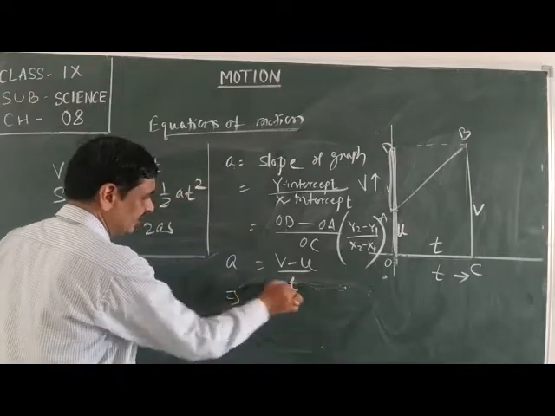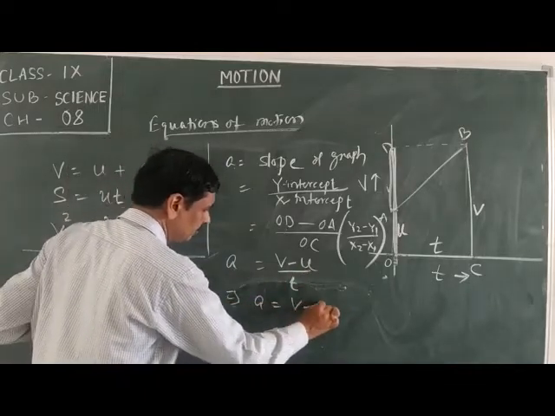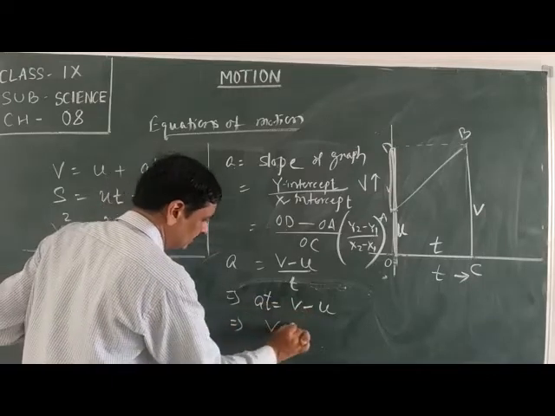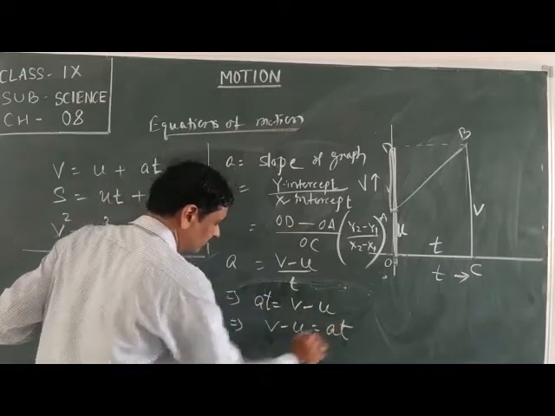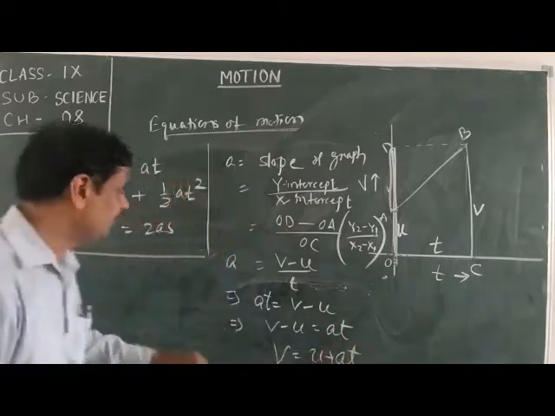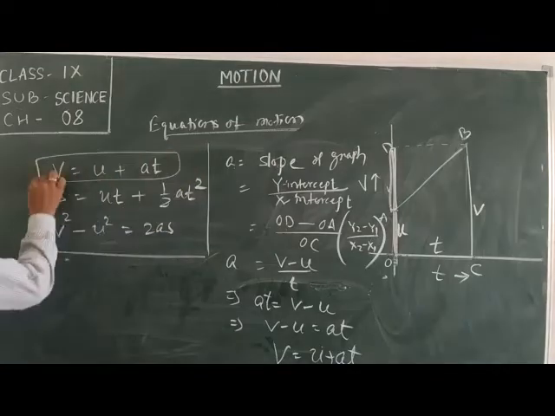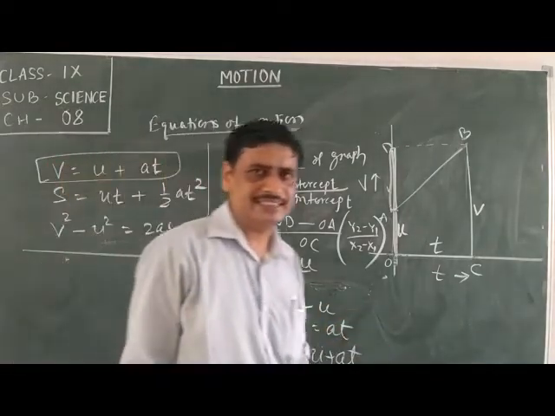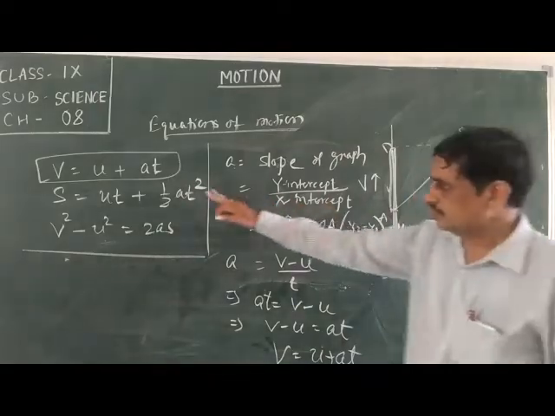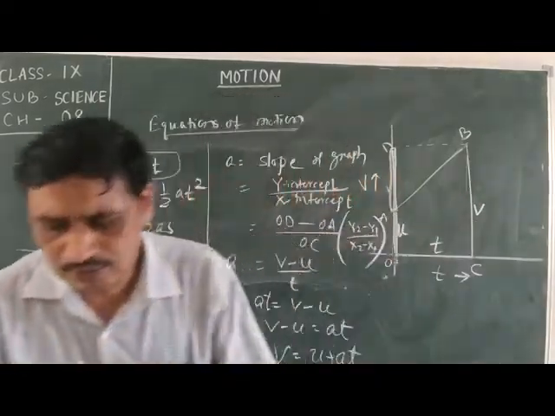This implies at is equal to v minus u. This implies v minus u is equal to at, and v is equal to u plus at. It is the first equation derived: v is equal to u plus at. Next, we will derive the second and third equations of motion.